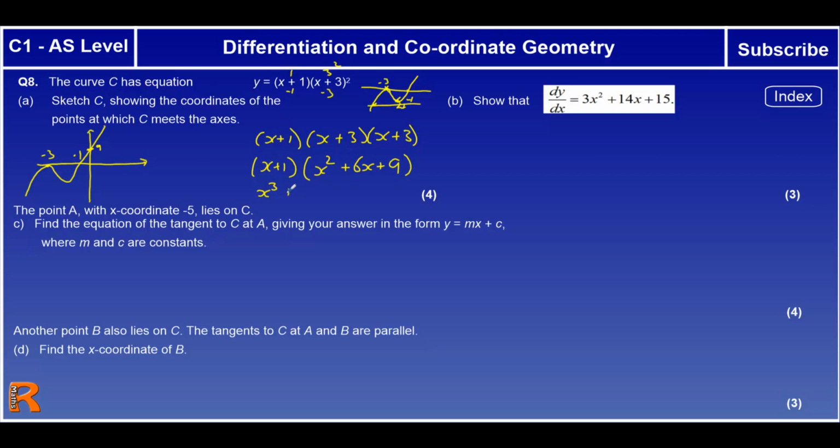x times 6x is 6x squared, plus 1 times x squared is 1x squared, so 6x squared and 1x squared is 7x squared. x times 9 is 9x, plus 1 lot of 6x is 15x, because you've got the 9x and the 6x. And then we're just left with the 1 times the 9 to finish off. So that's what y equals. So dy by dx is just the differential of that.